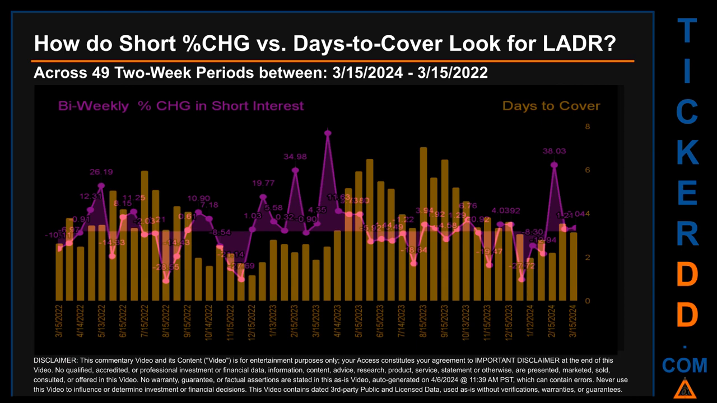The average days to cover was about 3.62. The biggest days to cover was 7.07 and it happened once on August 15, 2023 settlement date.